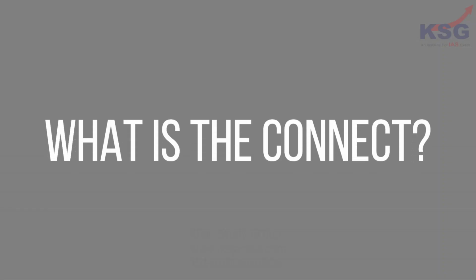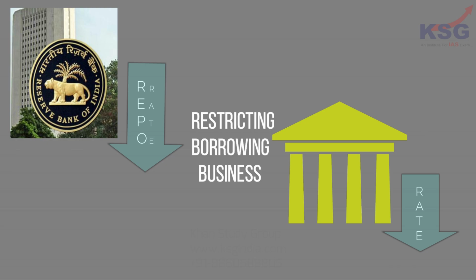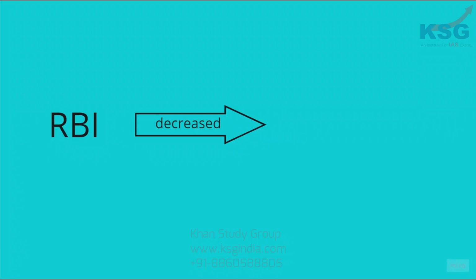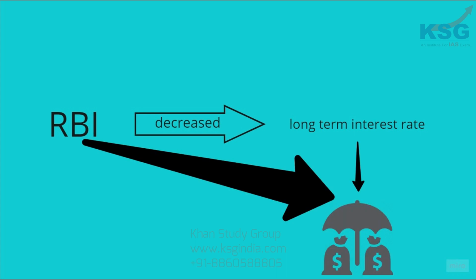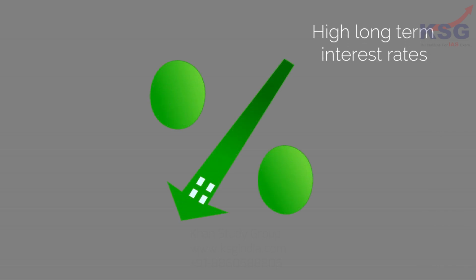Let us see what is the connect. Despite RBI slashing the repo rate, the banks have only passed a part of it to borrowers, thereby restricting the borrowing business. As a result, RBI was prompted to decrease long-term interest rates to kickstart investment and revive the economy. The intent is to moderate high long-term interest rates in the market and bring them closer to the repo rate.